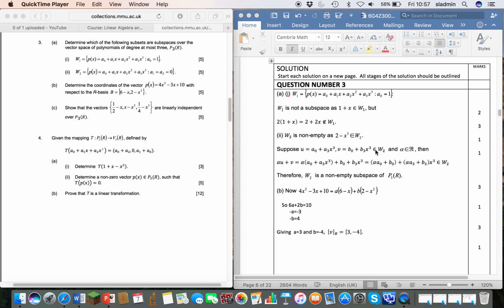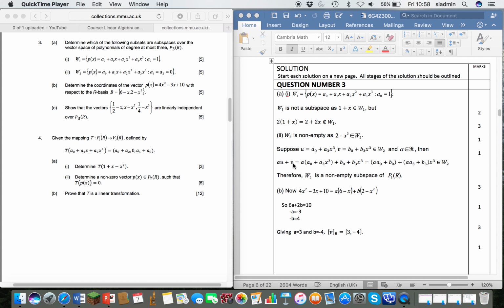So we take two general vectors which are in the subset W2. So u is the polynomial a0 plus a3x cubed. You can see the coefficient of x is 0, coefficient of x squared is 0. Similarly, v is another general vector, b0 plus b3x cubed, and again the coefficient of x is 0 and the coefficient of x squared is 0. So these are two general vectors in W2, and we take alpha as a general real number.